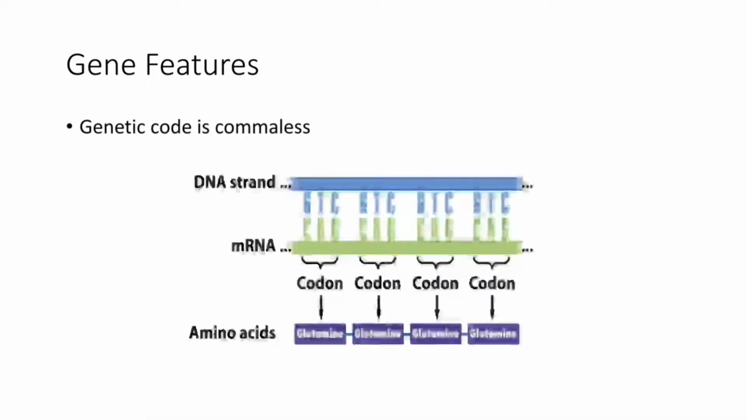Gene features. No internal punctuation is used in the genetic code. Thus, the code is said to be commaless. The codons are read one after the other with no break between them. In this diagram, you can see that CAG is a codon which codes for glutamine, and in this triplet codon, no comma is used between the nucleotide sequences.